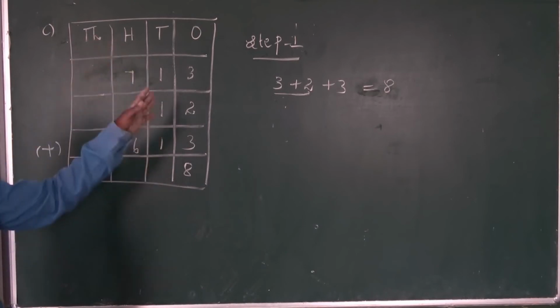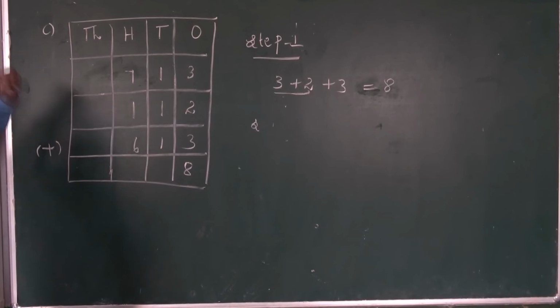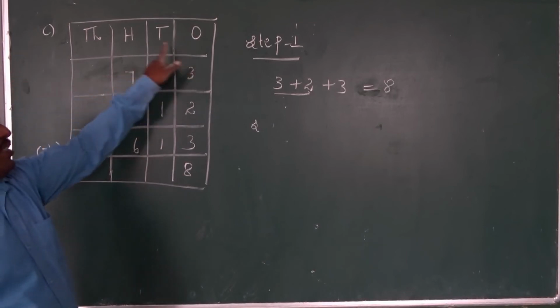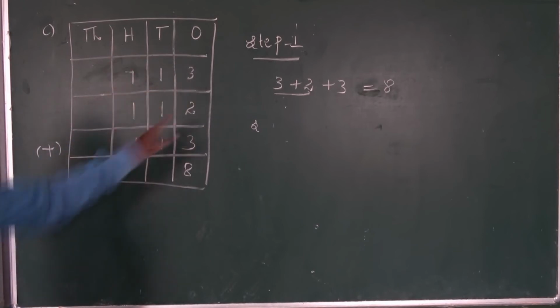Next we have the tens place. 1 tens, 1 tens, 1 tens. Ones, tens, hundreds, thousands.